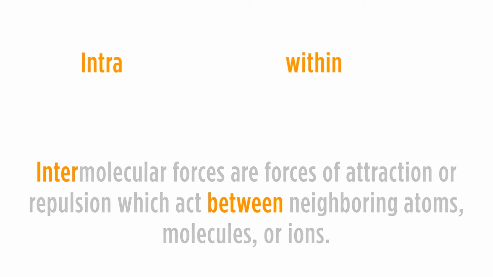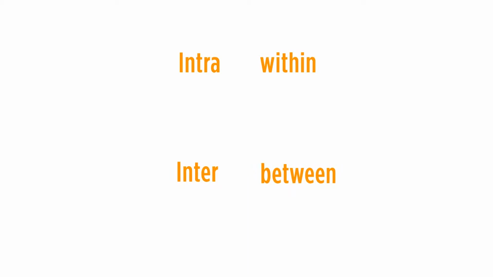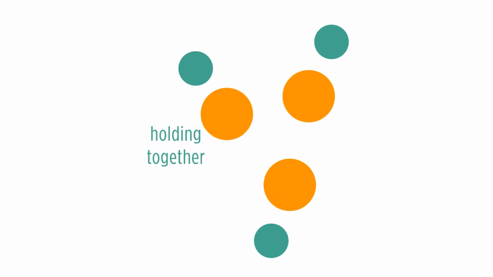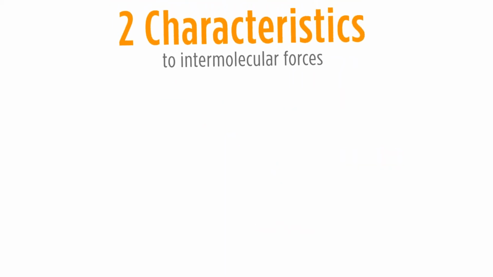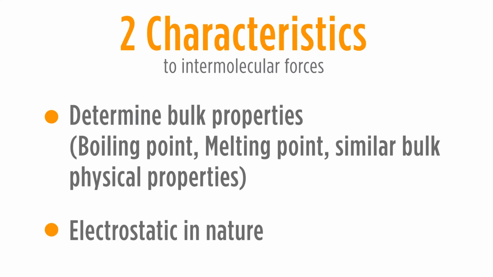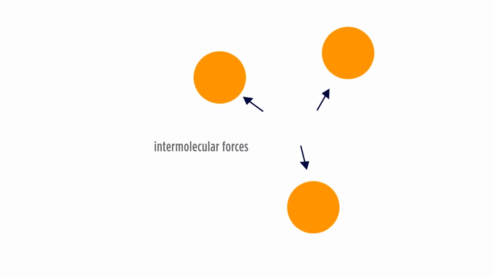Therefore, the substantial difference between intramolecular forces within and intermolecular forces between is whether the force is holding the molecule together or if the force is attracting or repulsing molecules in the bulk. Intermolecular forces have two characteristics. One, they determine bulk properties: boiling point, melting point, and similar bulk physical properties. They are also electrostatic in nature. As an electrostatic attraction or repulsion, intermolecular forces decrease as distance increases.